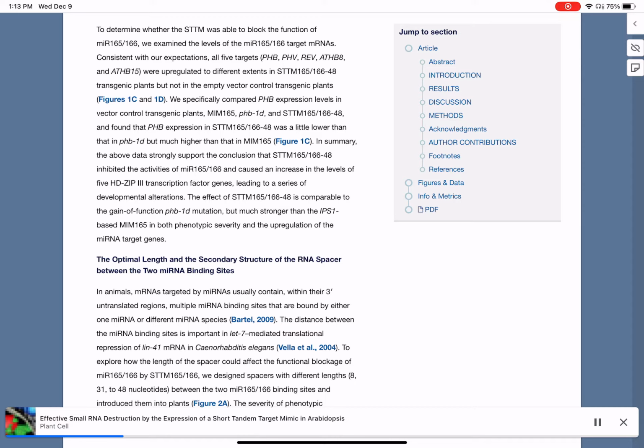In summary, the above data strongly support the conclusion that STTM165-166-48 inhibited the activities of MIR165-166 and caused an increase in the levels of HD-ZIP III transcription factor genes, leading to a series of developmental alterations. The effect of STTM165-166-48 is comparable to the gain-of-function PHB1D mutation, but much stronger than the IPS1-based MIM165 in both phenotypic severity and the upregulation of the miRNA target genes.